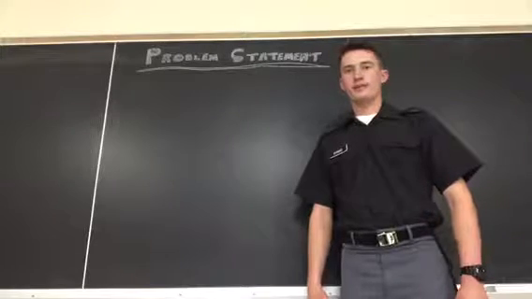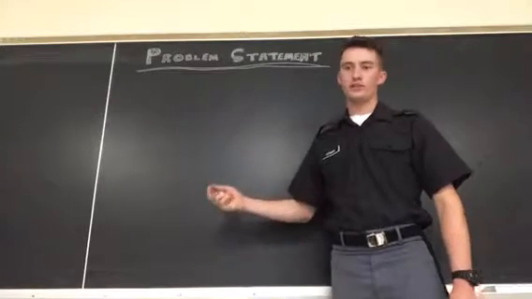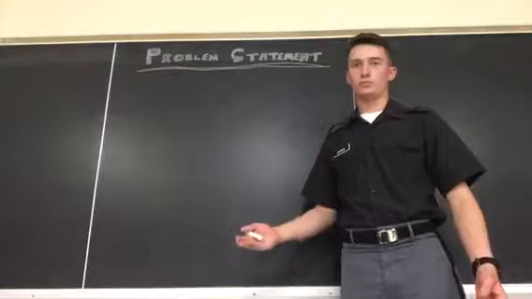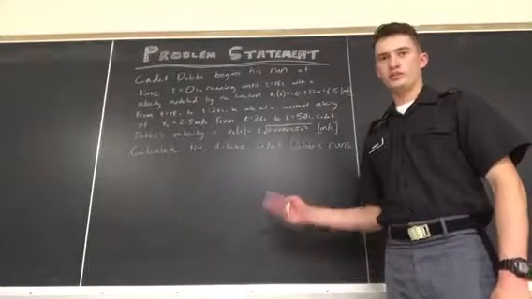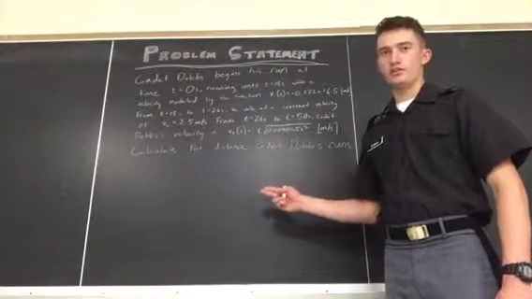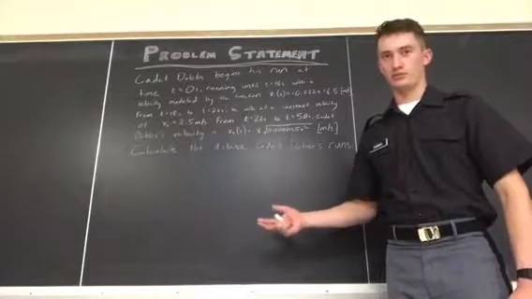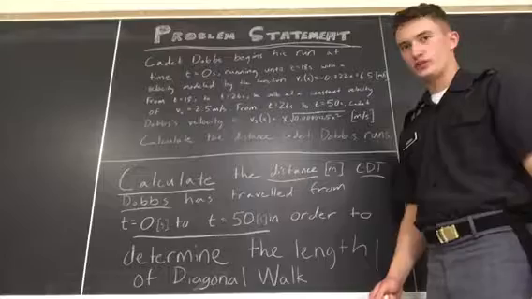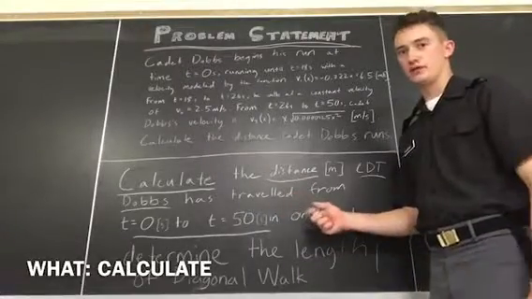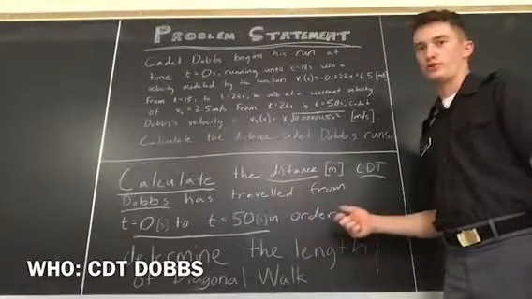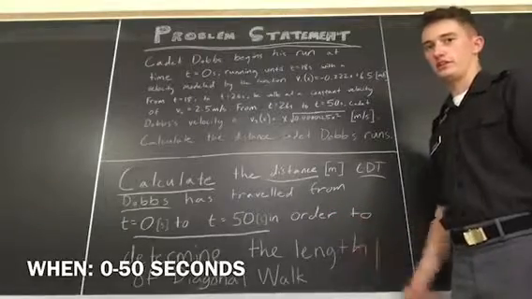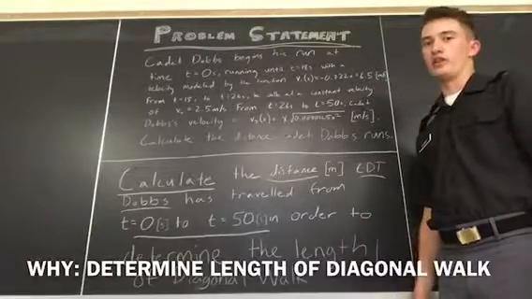So the first part of a quality rep is the problem statement. This is where we summarize the mathematical problem to be solved. As you can see, this background information is pretty wordy, so we can summarize this by just identifying the 5 W's. Our problem statement is to calculate the distance in meters that Cadet Dobbs travels from 0 to 50 seconds in order to determine the length of diagonal walk.